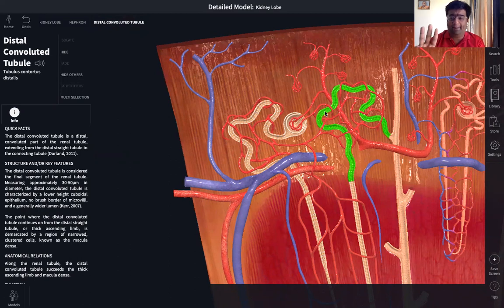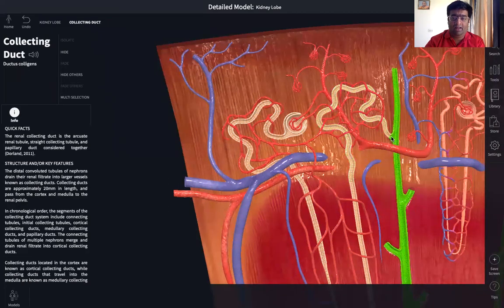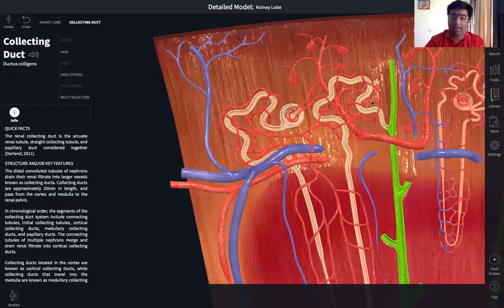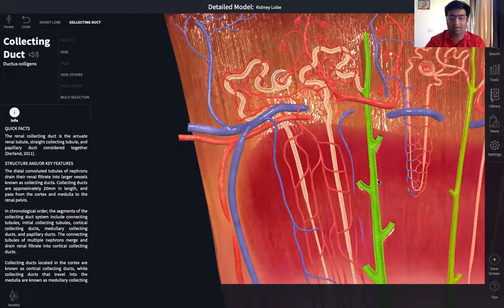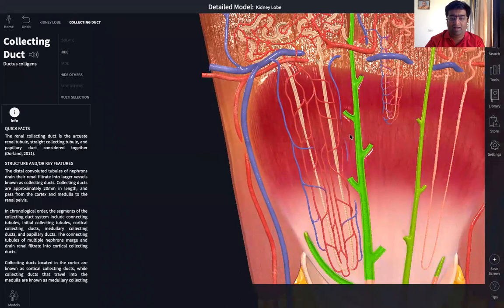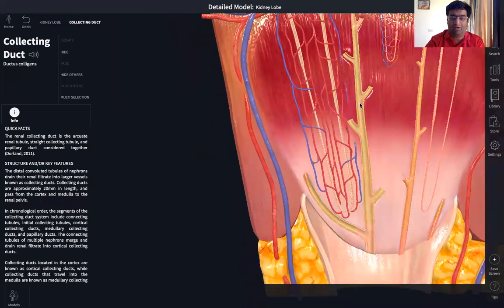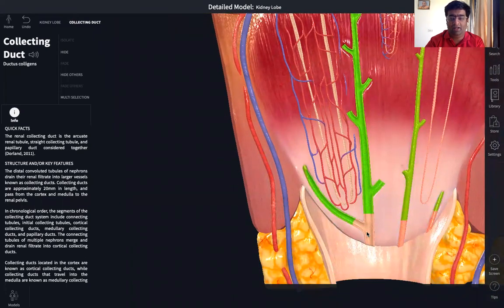So after the three steps, that is ultrafiltration, selective reabsorption, and tubular secretion, when the filtrate for the first time reaches the collecting duct, that is when we call it urine. Until then, we refer to it as the filtrate. And now when it is in the collecting duct, where most of the contents present in the filtrate are to be eliminated, that is when we call it the urine.